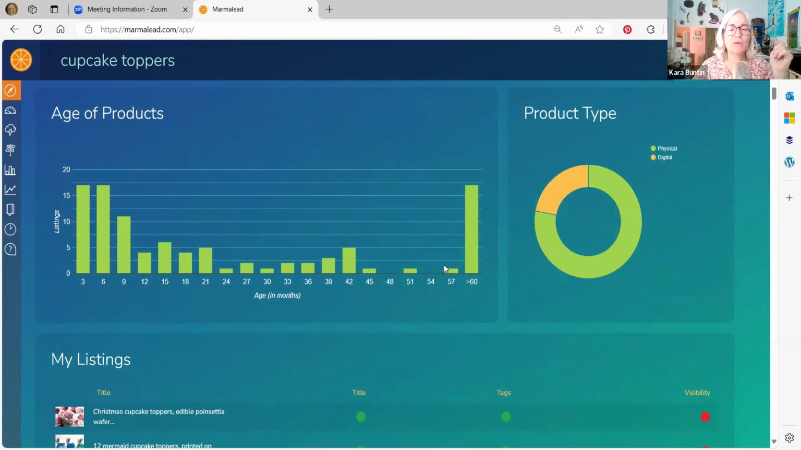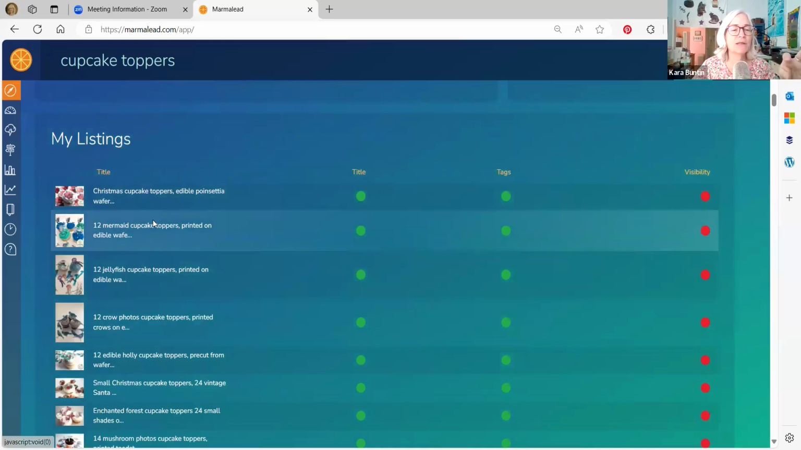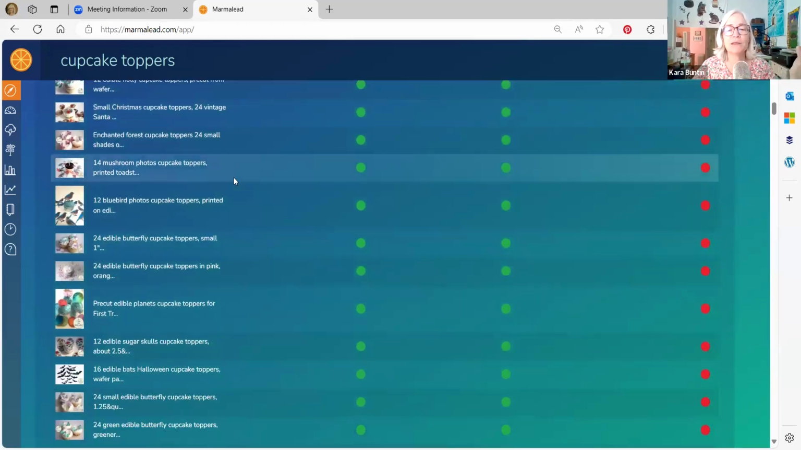This shows how long the listings have been active on Etsy. And you see, most of them are more than 5 years old because people just list them and then they don't have to list them again because they can make more, or it's digital, so you don't have to do that. This shows how many are physical and how many are digital. On My Listings, this is going to go through all of my listings that have cupcake toppers as a keyword. So that can give you some information.